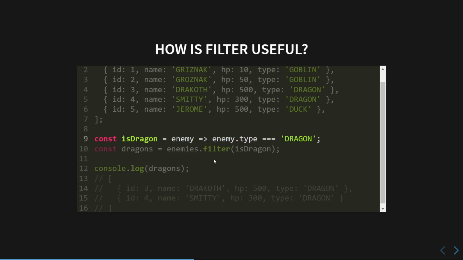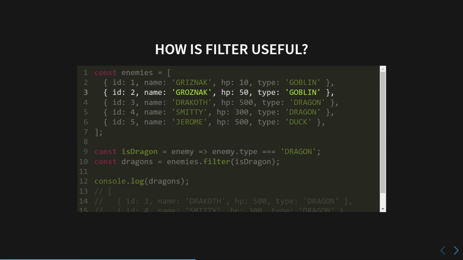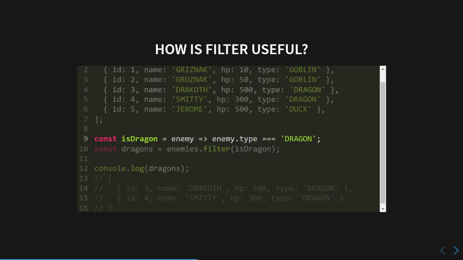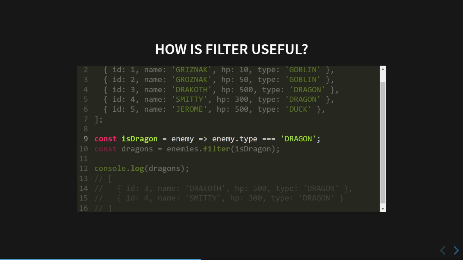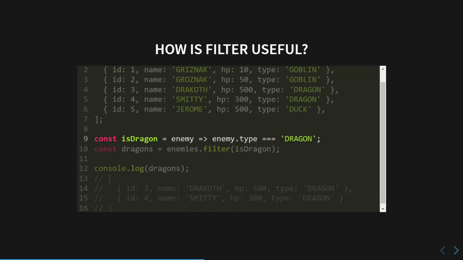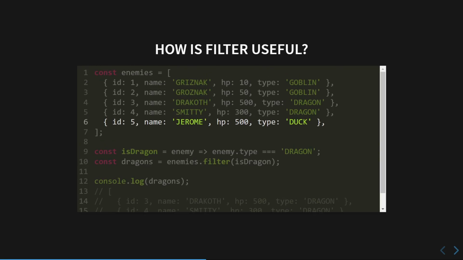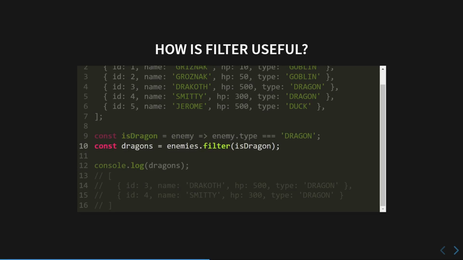It'll go through each one and ask, is the enemy type equal to dragon? Nope, it's not. Groznak is a goblin. Dracoth is a dragon, so it'll return true now, which will add it to the list. Smitty is a dragon, so it'll return true now, which will add it to the list. But Jerome is a duck, so it'll return false now, and it won't add it to the list. Now, whenever we console log the dragons, we can see that the only objects in here are Dracoth and Smitty. So it's a really easy way to filter.